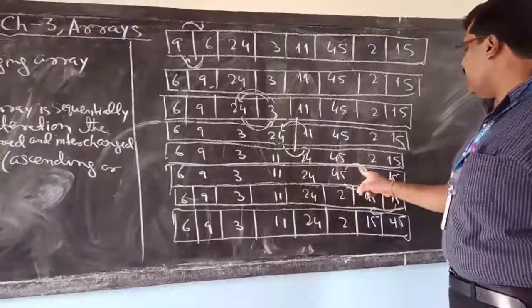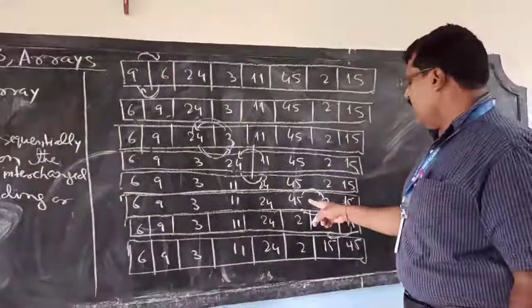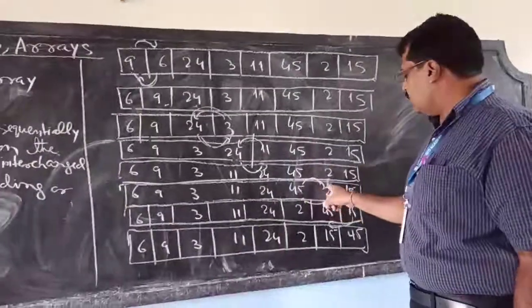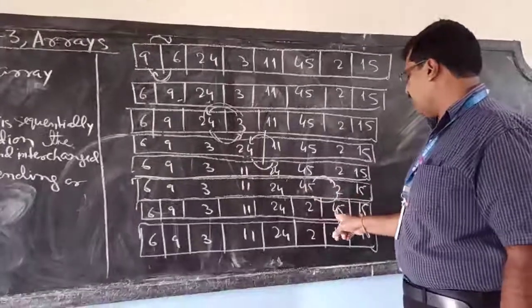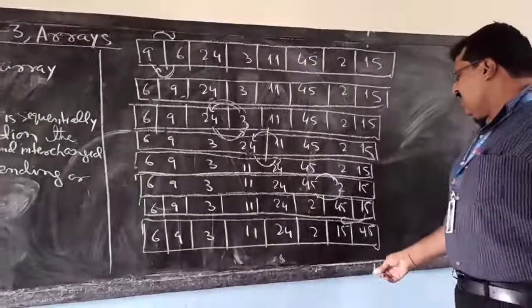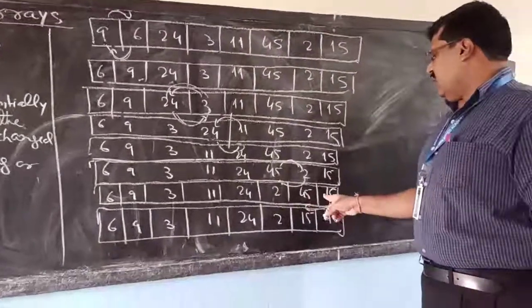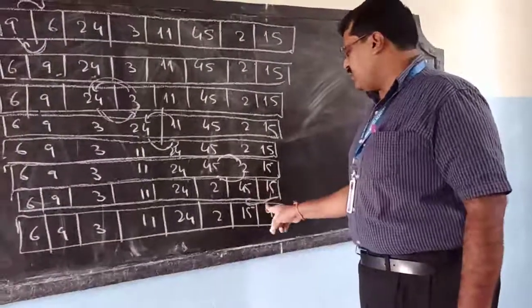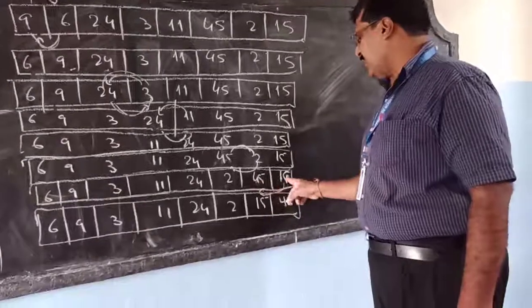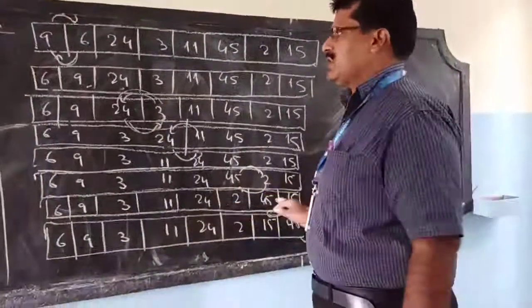Now 45 and 2. See, 45 is bigger than 2, so 2 will come to the 45 place, 45 comes to the 2 place. So 2 comes here, 45 comes here. Now 45 and 50. 45 is smaller than 50, so no change. So this is the first pass.